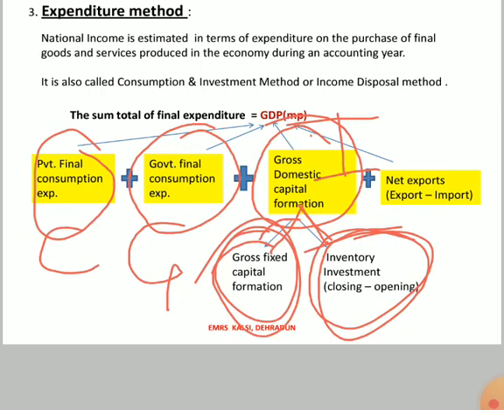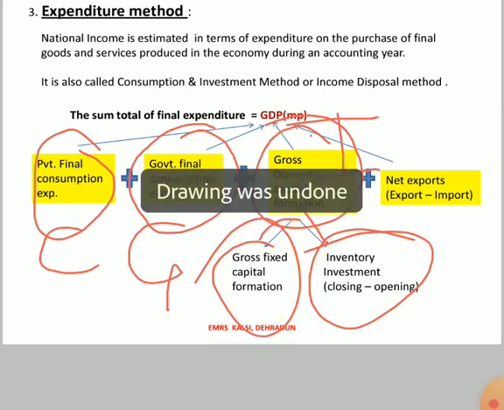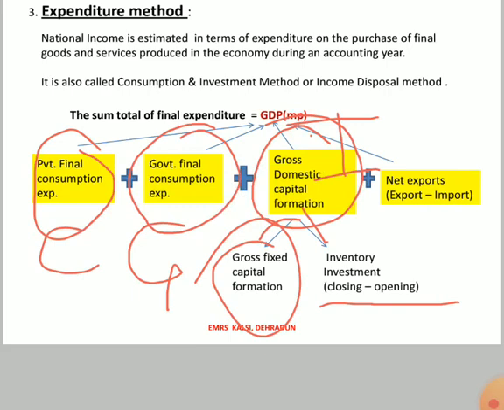Okay, but if closing stock and opening stock are given, then you have to use the formula here. So what is the formula? Closing minus opening, you will get change in stock. So change in stock is equal to closing stock minus opening stock. This investment is divided into two parts: the investment made on fixed assets, building, plants, machinery and all, and investment made on raw materials or the inventory stock, which is called inventory stock or change in stock.